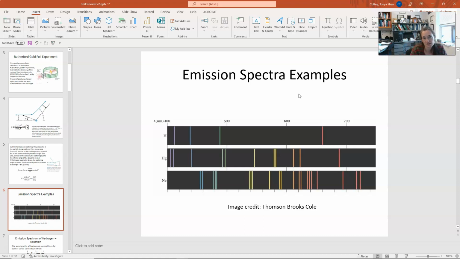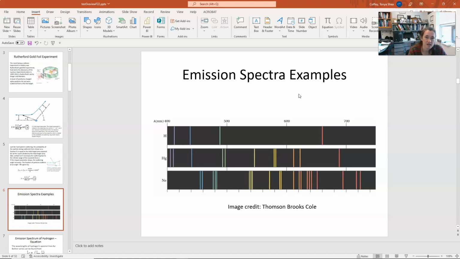Now it's important to understand that Bohr was trying to explain what was known about the hydrogen atom at the time. And one of the major things, experimentally, one of the major experiments that any good theory of the atom had to explain was spectra that you see.